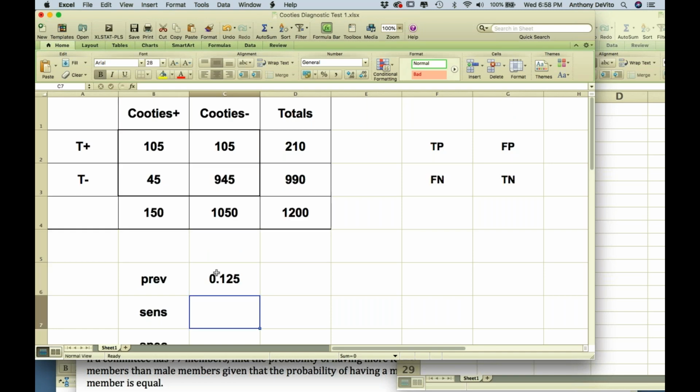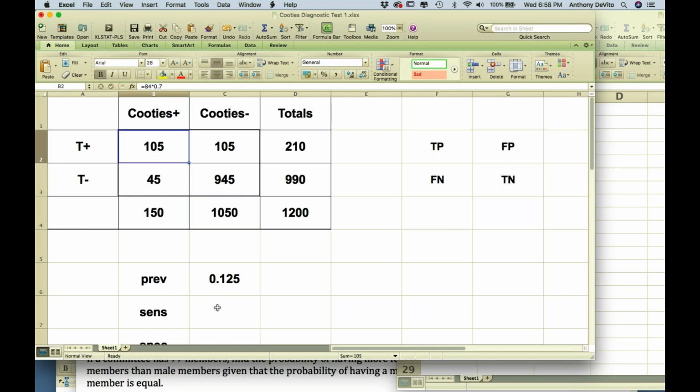So I'm going to go a little bit further here, and take a look at how good this test is at predicting whether a person has cooties, these 150 people that have cooties, at identifying them, screening them, and saying they have cooties. Well, it got the test right for this group 105 times, but it missed 45 people.